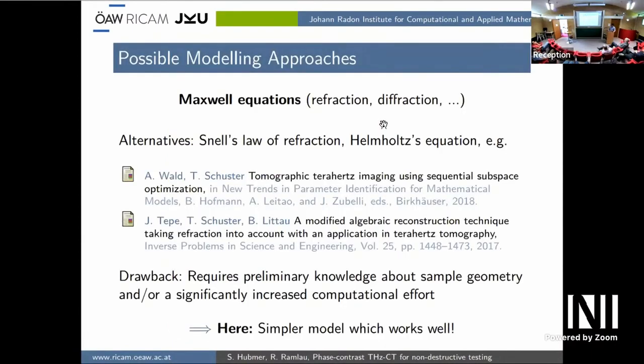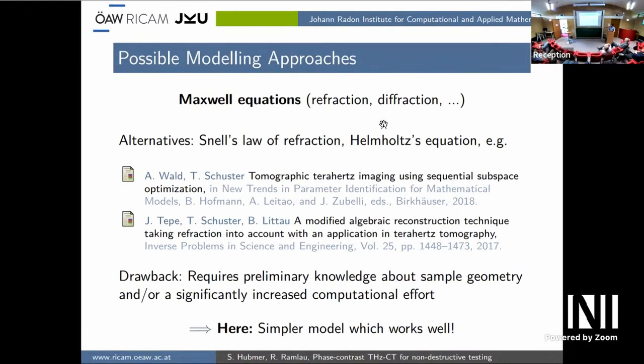So now the question is, of course, we have recorded the data. Well, we have this experimental setup. What do we do with it? And of course, there are many approaches which you could go. The first thing you can think of is to use the Maxwell equations. It's definitely the general model.